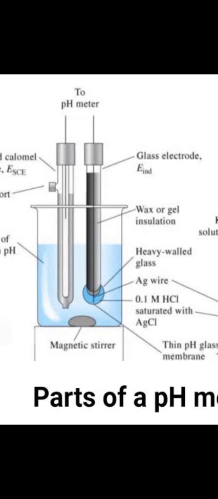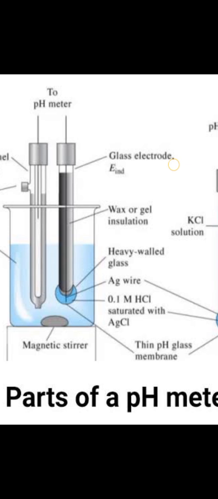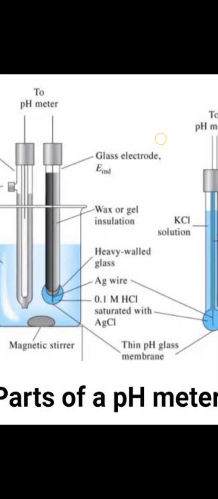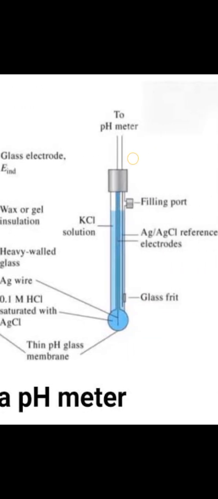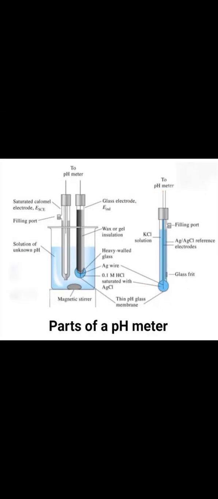Glass electrode is there, wax or gel insulation is there, heavy walled glass and Ag wire, 0.1 molar HCl saturated with AgCl, magnetic stirrer. Then there is another pH meter electrode, KCl solution, filling port, AgCl reference electrode, and a glass frit. So this is the structure of a pH meter.